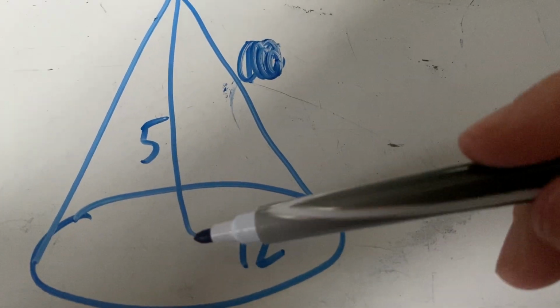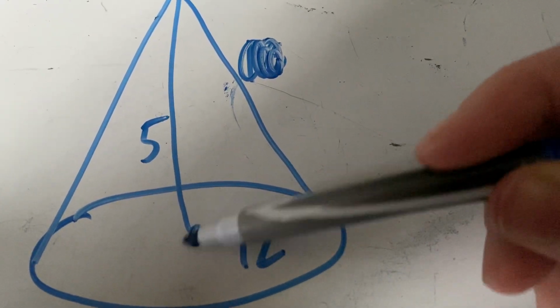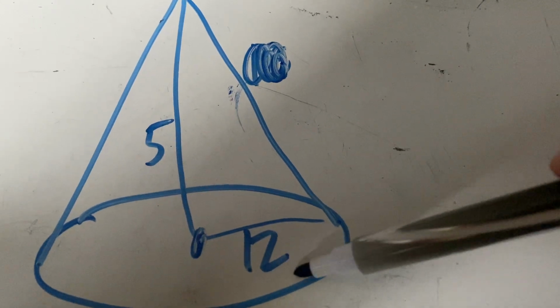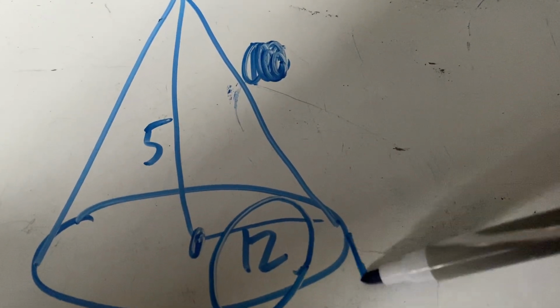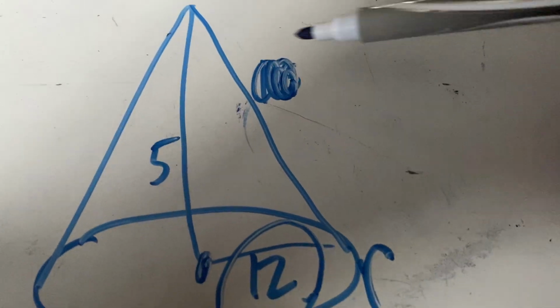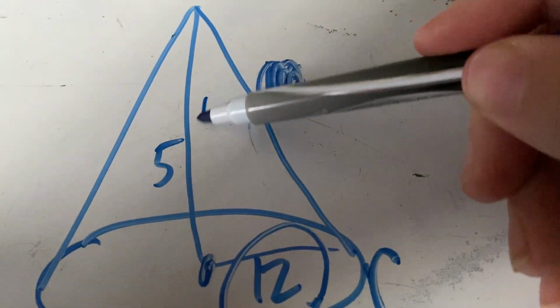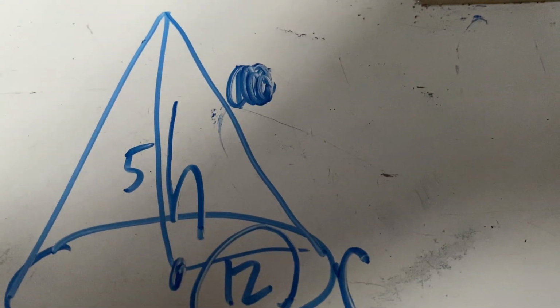Now, radius has to be half. So we look, this is definitely half. This is good to go. You can even circle it and label it R. Okay, now we need our height. Here's our height. You can do the letter H to help you. And now we're ready to plug in.